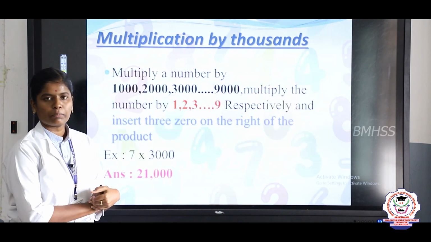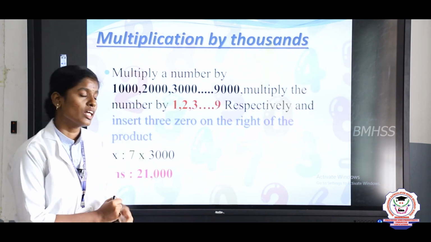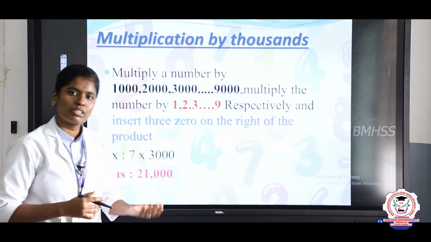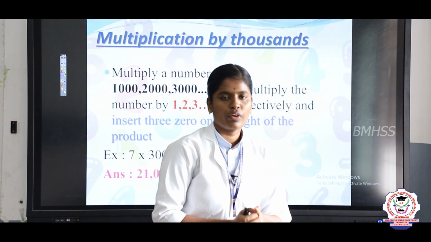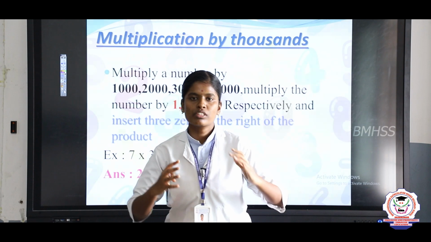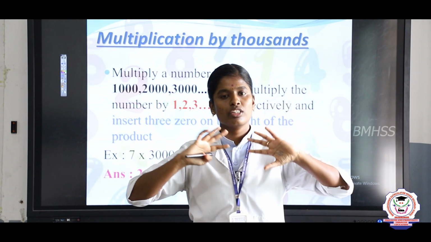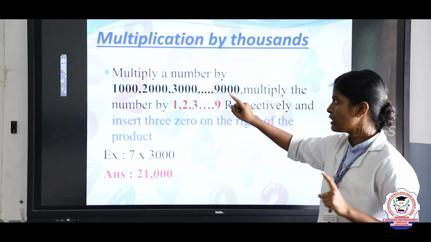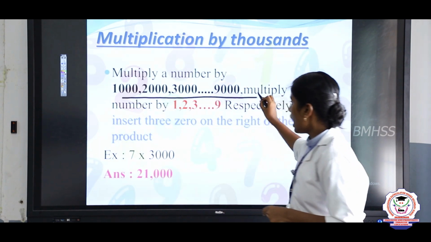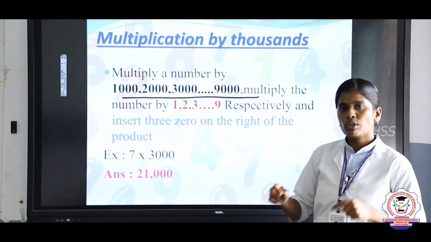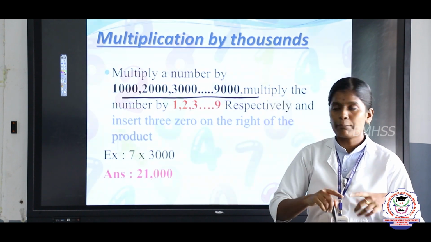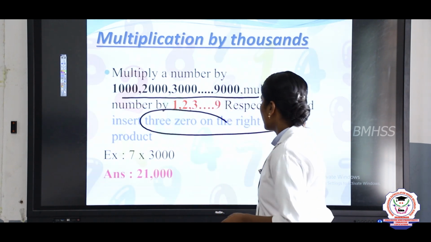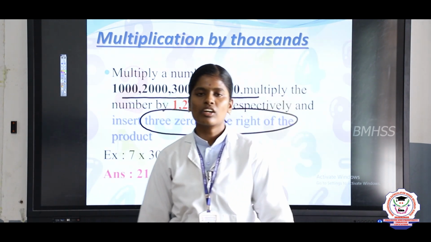The next one is multiplication by 1000. So, listen my children, it is the same as 10 and 100. First you are going to take a number alone. 1000 form means 1000, 2000, 3000, 4000, and it goes on up to 9000. So, listen here, to multiply a number by 1000, 2000, 3000 up to 9000, first you are going to multiply the number by 1, 2, 3 up to 9 respectively and insert 3 zeros to the right side of the product.